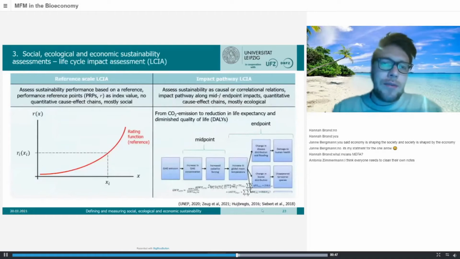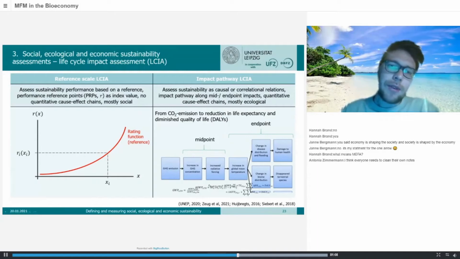And if we come to the life cycle impact assessment, where we actually think about which impact a specific indicator has, where we say whether the indicator value is sustainable or not, we have two different methods: the reference scale life cycle impact assessment and the impact pathway life cycle impact assessment. The reference scale life cycle impact assessment assesses sustainability by its performance based on a specific reference we choose.